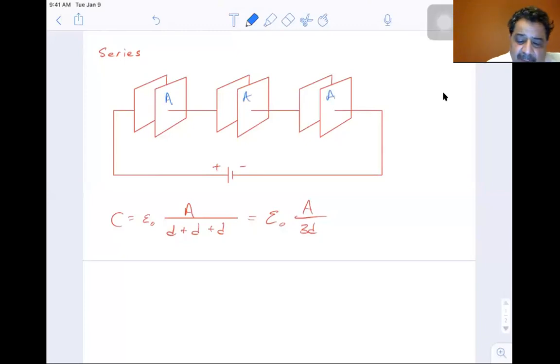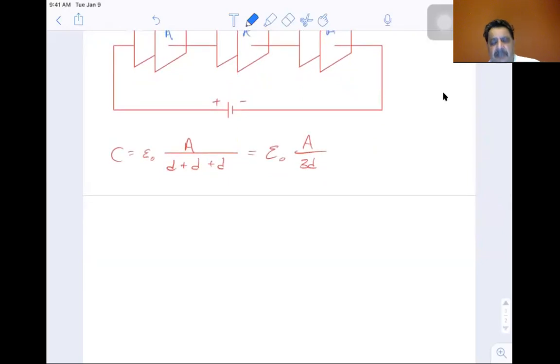They're all the same area, but here we've got D, and here, I'm moving my camera. Here we have D, and here we have D. So we've added a little bit of separation with each capacitor. So this C is equal to epsilon 0, it's all the same area, it's all A, but now it's D plus D plus D, and that's C equals epsilon 0 A over 3D. So we've increased the distance between them, and that's why you have to take the reciprocals.